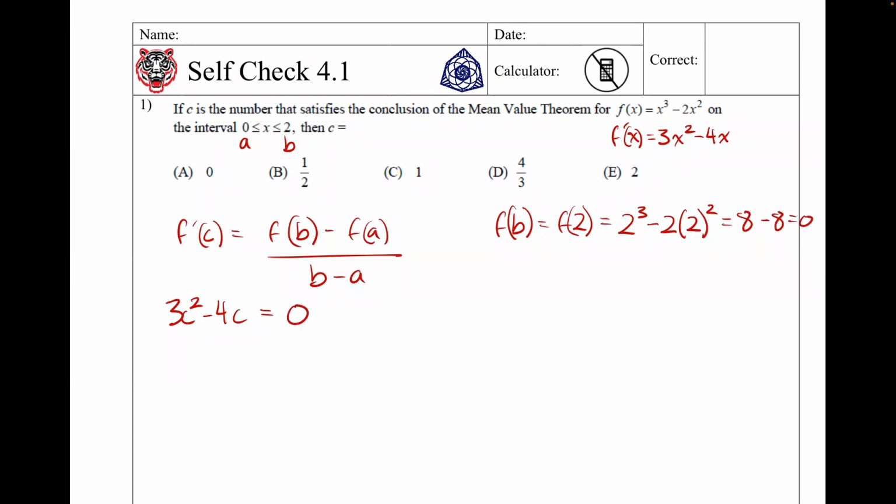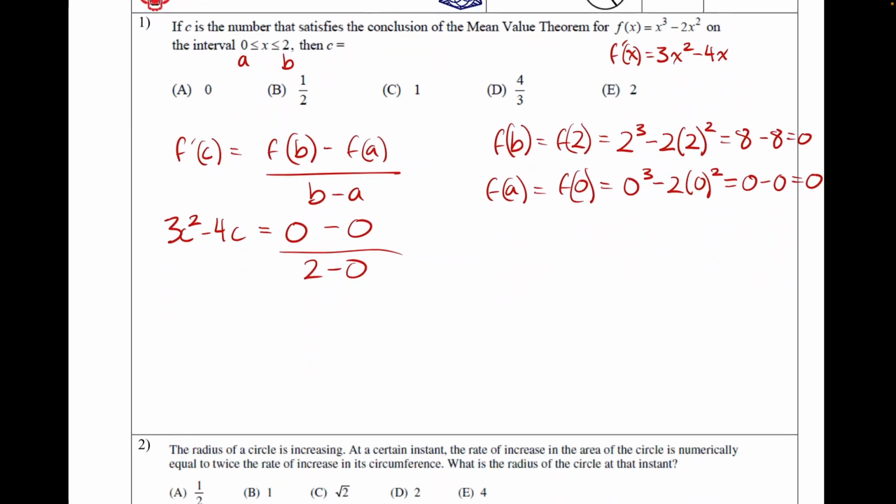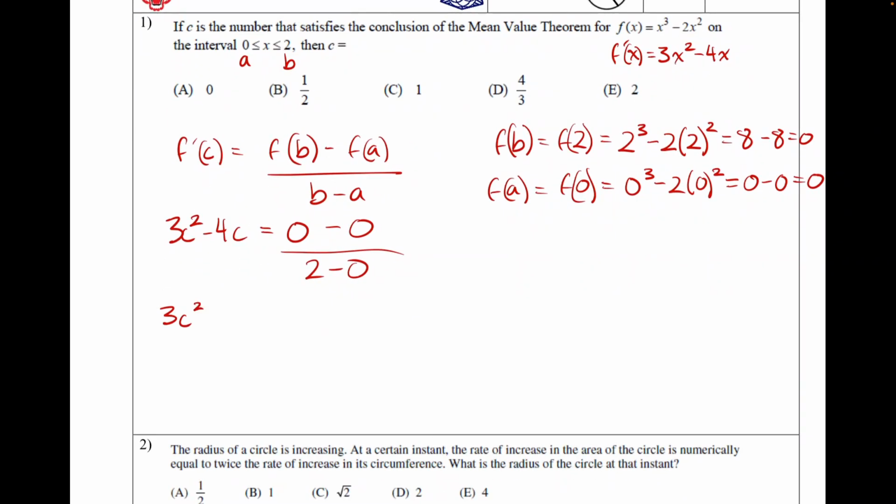So I'm going to say 0 minus, okay, now I need to do f of a. F of a is going to be equal to f of 0, which is going to be 0 cubed minus 2 times 0 squared, which again is 0 minus 0, which is 0. So 0 minus 0 on the top, I have 2 minus 0 on the bottom, and my new equation is going to be 3c squared minus 4c is equal to 0.